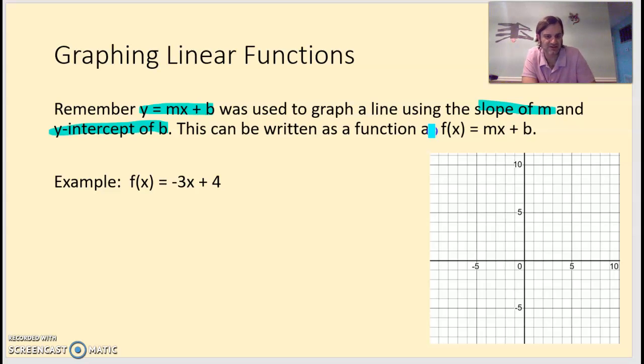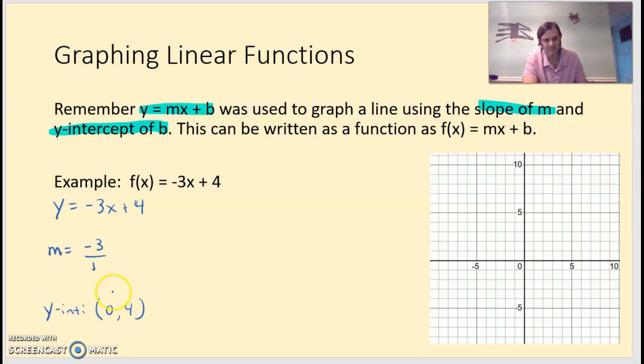So I have an example here. f of x equals negative 3x plus 4. Just using the things that we've learned about graphing a line before, we think about that as y equals negative 3x plus 4. The two things we get from there are that the slope m would be negative 3, which we can write as negative 3 over 1, and the y-intercept we said was 4, so we call that the point (0, 4).